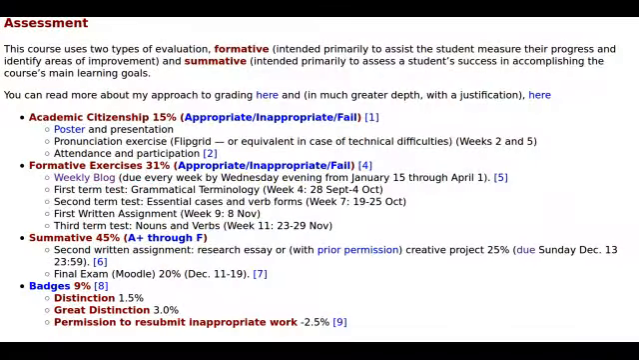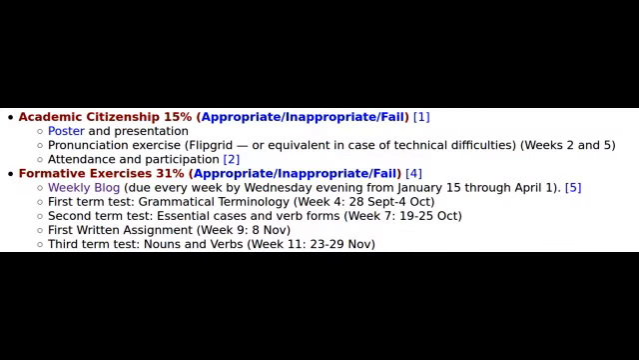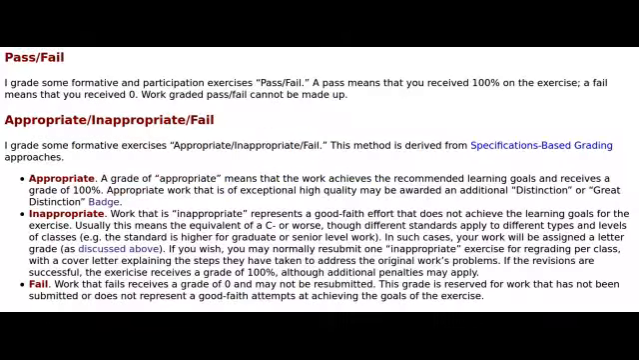When you get to the Assessment section, you will see that there are 2 major types of assignments, Formative and Summative. There's a third called Badges, but I'll get to that. Formative assignments are meant for you. They are low-pressure assignments that allow you to assess how you are doing in the class. Formative assignments are graded on a pass-fail or appropriate-inappropriate-fail basis.